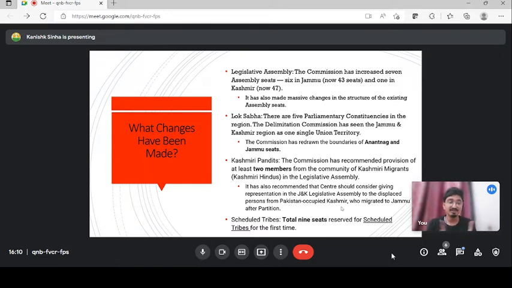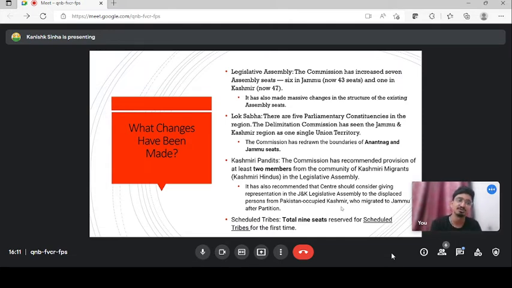And the whole of Jammu and Kashmir is considered as one union territory. This is very important. As we all know, the Jammu Kashmir Reorganization Act 2019 has divided the state into two union territories. One was Jammu and Kashmir, and the other was Ladakh, without the legislature. So this Delimitation Commission has also considered the union territory of Jammu and Kashmir as a single union territory.